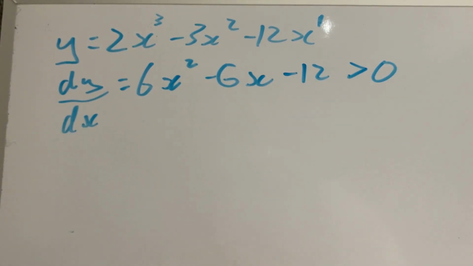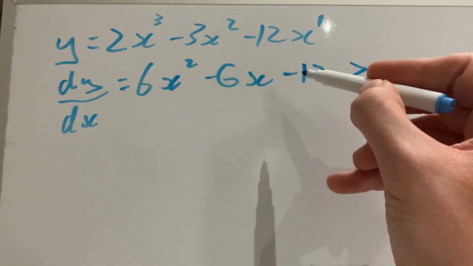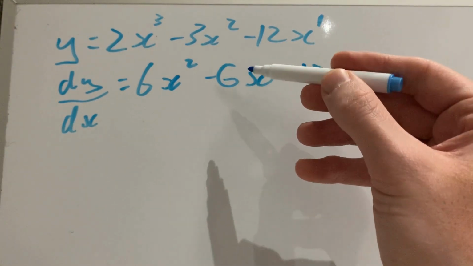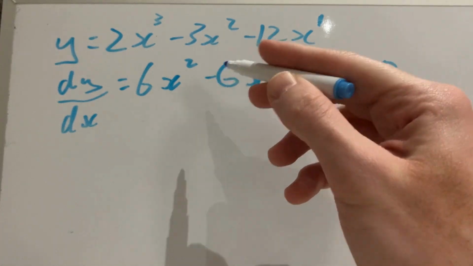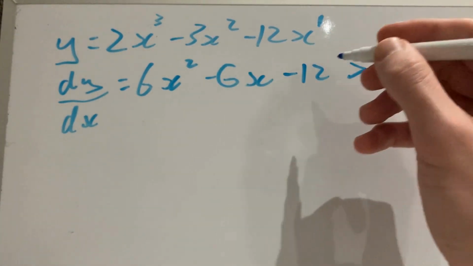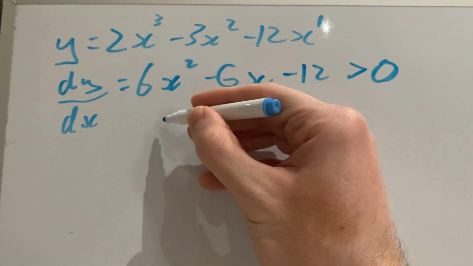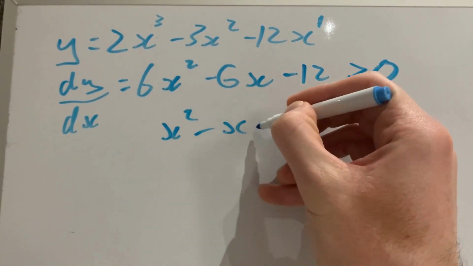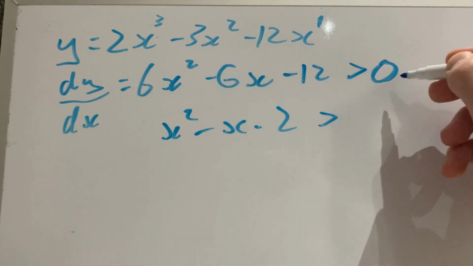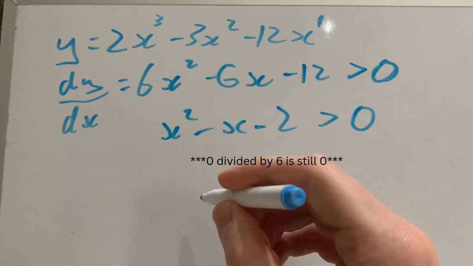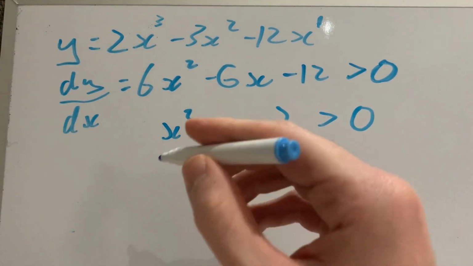For stuff like this, we're going to want to divide everything by 6, because that's just going to make things a lot easier, because we've got some 6s, we've got some 12s. So we're going to divide everything by 6, and since we've got a 0 on this side, we can do that. So x squared minus x minus 2 greater than 0. Minus 6 is still 0.